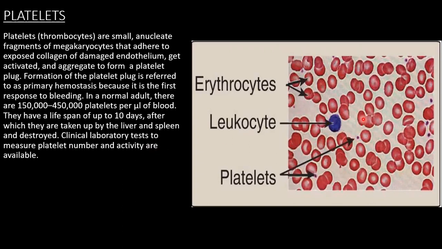Okay, so this is your peripheral blood film. You can see a lymphocyte here. Then you can see these small anucleate fragments. Those are your platelets. These are your red blood cells.